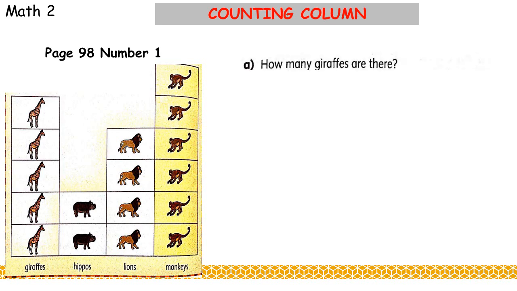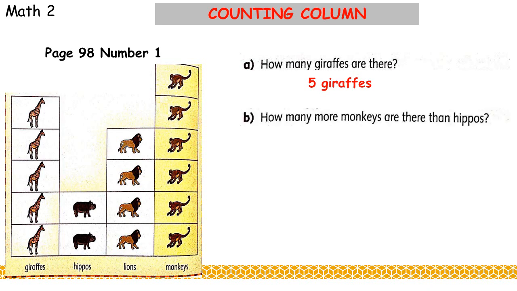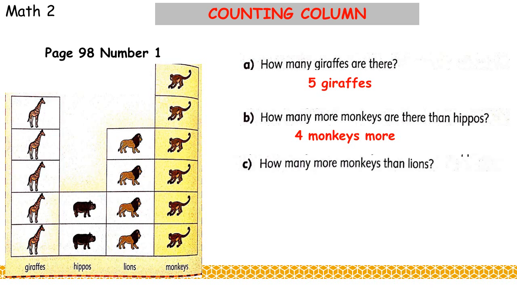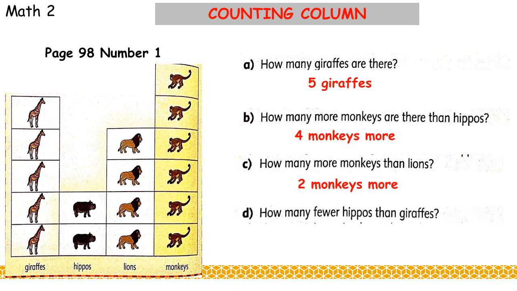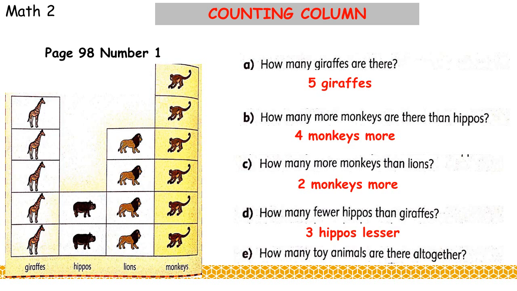How many giraffes are there? There are 5 giraffes. How many more monkeys are there than hippos? There are 4 monkeys more than hippos. How many more monkeys than lions? There are 2 monkeys more than lions. How many fewer hippos than giraffes? There are 3 hippos fewer than giraffes. How many toy animals are there altogether? There are 17 toy animals.